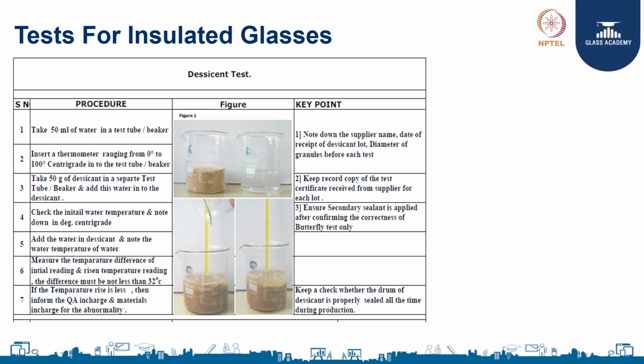You have to check initially what the temperature of the water is, and after adding that water on the desiccant, you have to measure the temperature after 1 minute. You should see a rise in temperature of more than 32 degrees centigrade. If a rise of more than 32 degrees centigrade is there, then the desiccant is good enough for use in an aluminum spacer.